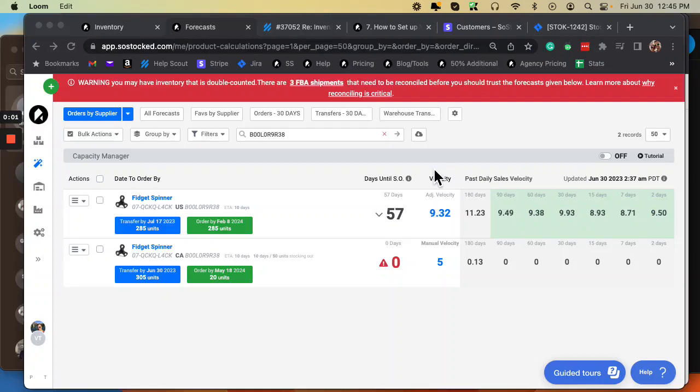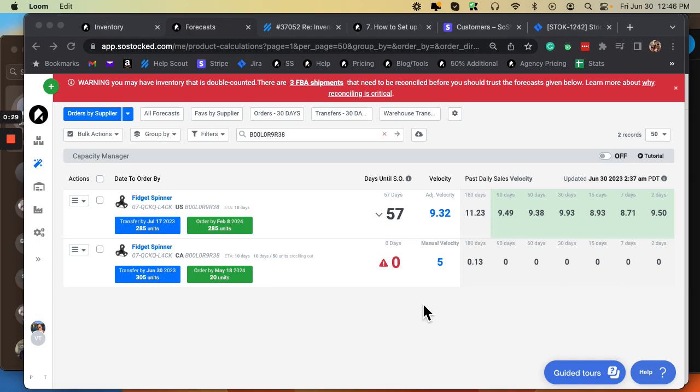In this video, we're going to discuss warehouse inventory allocation as it relates to forecasts. The common use for this is if you have one product, we'll just use one product as an example here. This fidget spinner is selling both in the US and also in Canada. These are two different forecasts because we actually send this inventory to the US FBA, and we also send inventory to Canada FBA.